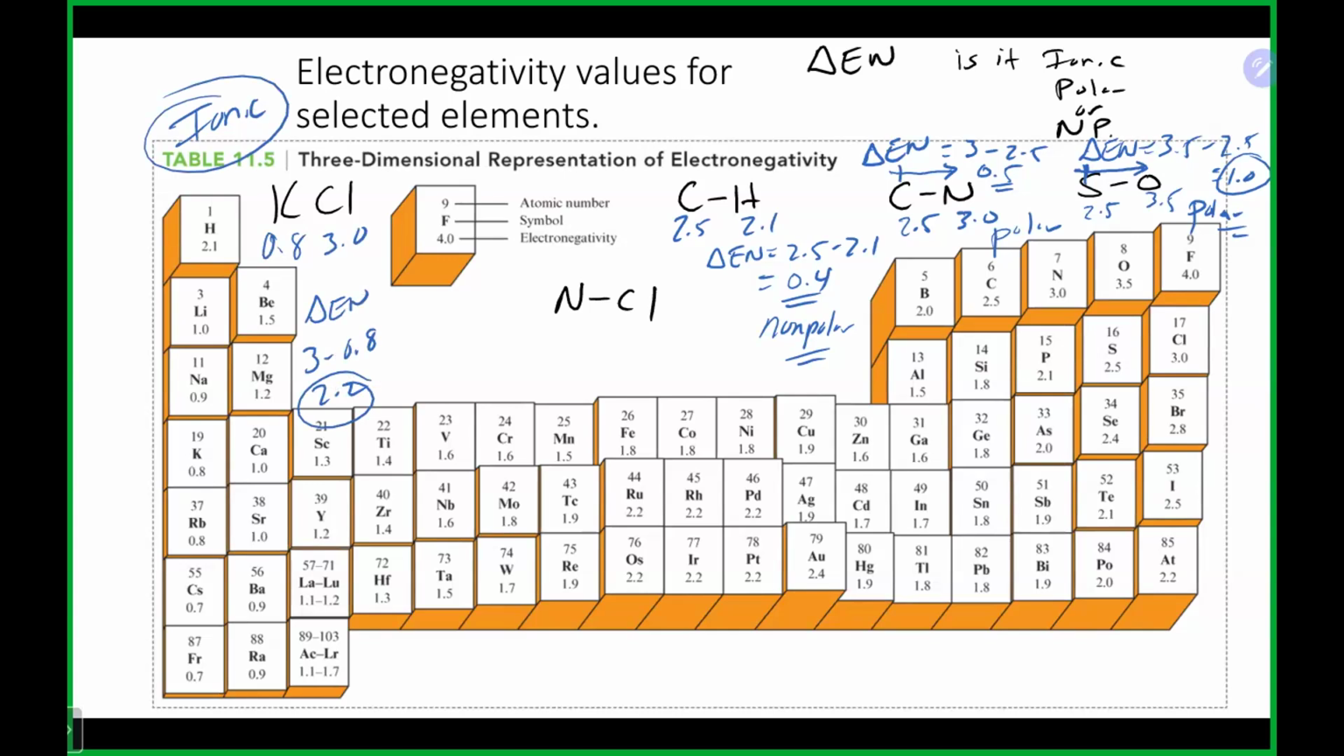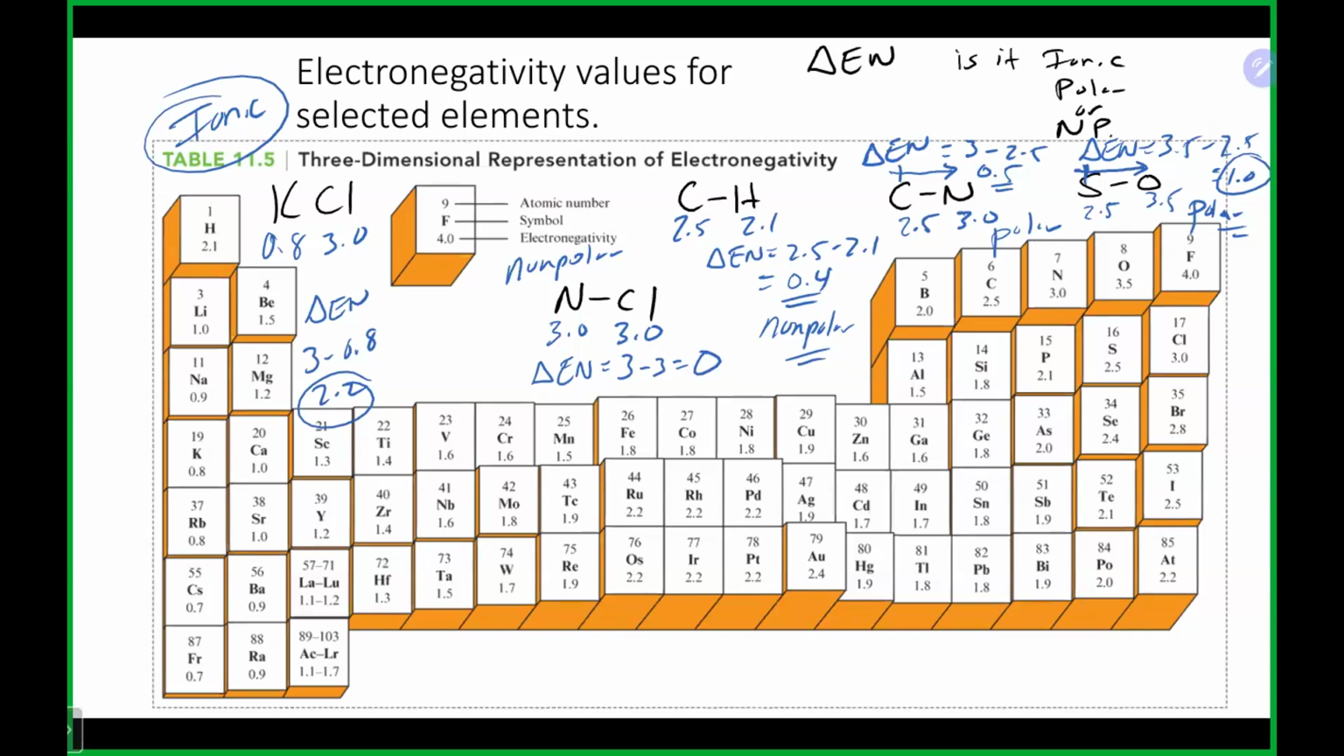Now, taking a look at nitrogen and chlorine. Nitrogen is 3, and chlorine is 3, if I'm not mistaken. So the difference in electronegativity here looks like a big 0, and that definitely is going to be a nonpolar bond. This would also be a pure covalent bond. And it does bring up a good point that if you have two atoms that are the same in a bond, it's definitely going to be nonpolar because they're the same. They're going to share the electrons equally. But it is possible to have two different elements within a bond that will also share the electrons equally.